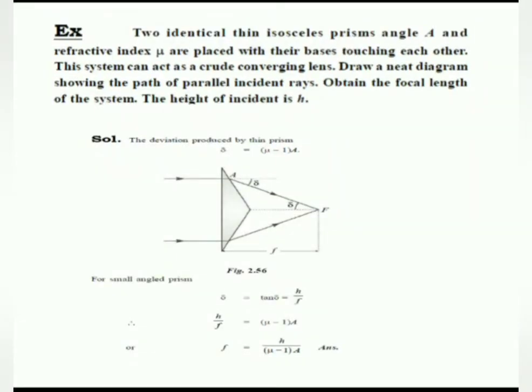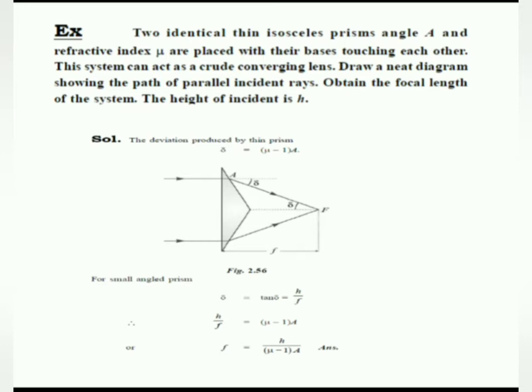Coming to this question, there were two identical isosceles prisms A and B joined to form a single prism. And they are asking you to find out the focal length if the height of incidence is H. See, when a parallel beam of light passes through a prism, it is going to bend and produce a deviation delta. So this parallel beam will be incident at a point called focus. And we need to find out this focal length F. And it's already given height of incidence is equal to H.